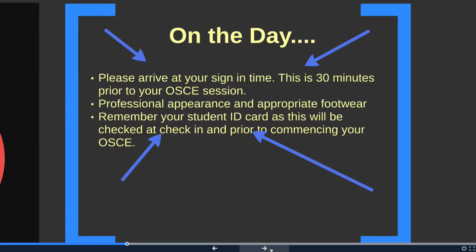Remember your student ID, as this will be checked at 2 points. It will be checked at check-in, so when you first arrive and sign in with the professional staff member, and also before you commence your OSCE within the laboratory, you're going to have to show your student ID card.